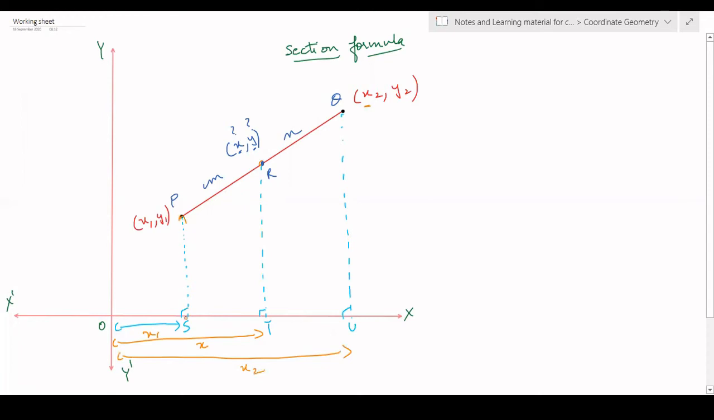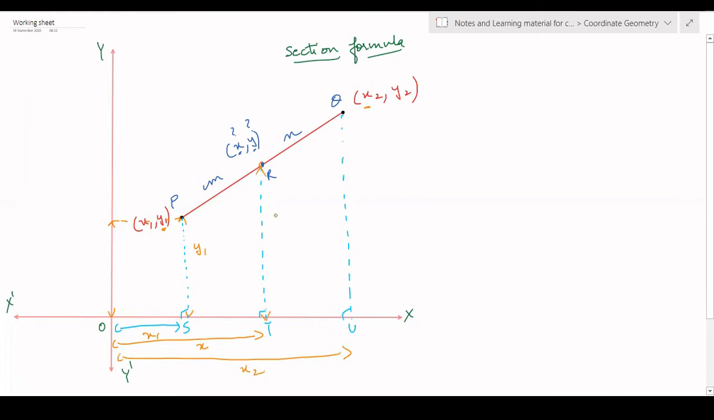This distance PS is the distance traveled on the y-axis, the ordinate y1 for P. In a similar manner, this distance RT is y, the ordinate of R, and the distance QU is y2.